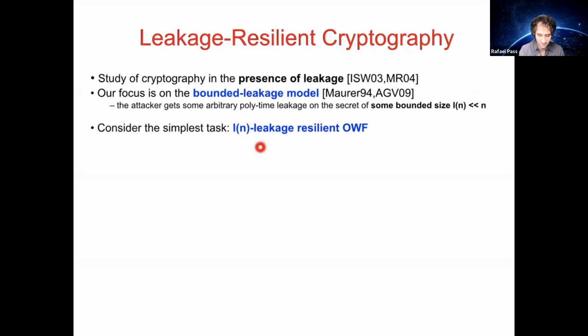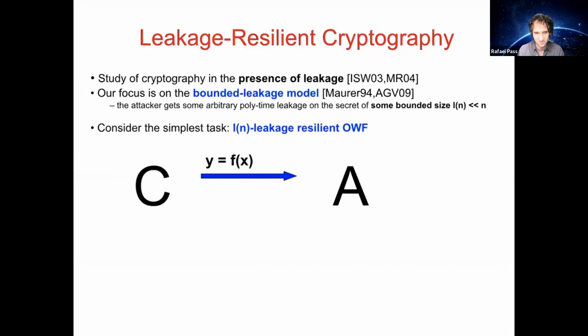We're actually going to be restricting our attention to the simplest task in crypto, that of a one-way function, and in particular the notion of a leakage resilient one-way function, or L-leakage resilient one-way function. So what is such a one-way function? Well, this is easiest defined using a security game between a challenger C and an attacker A. The game starts exactly like a one-way function game. The challenger first samples some random X and evaluates the function F on this X, getting some output Y. And now the job of the attacker, of course, is to find a pre-image X to Y.